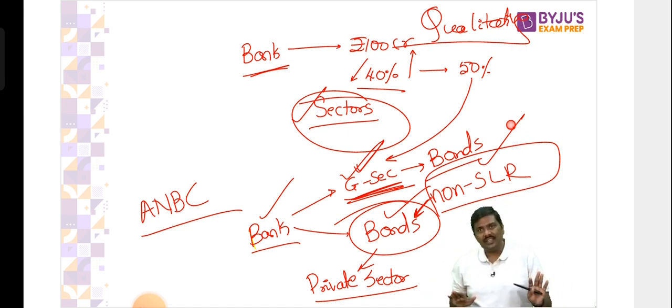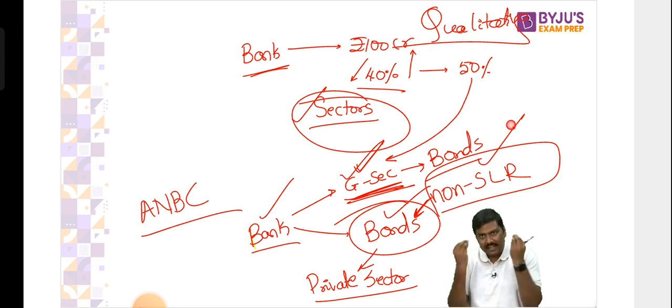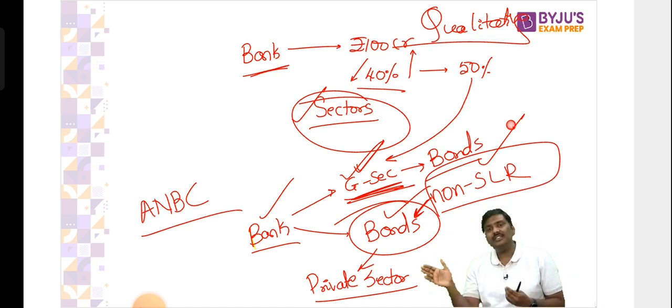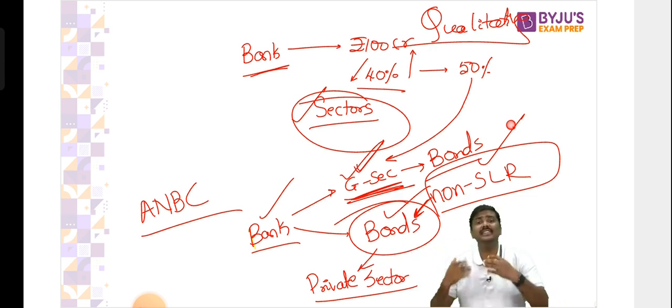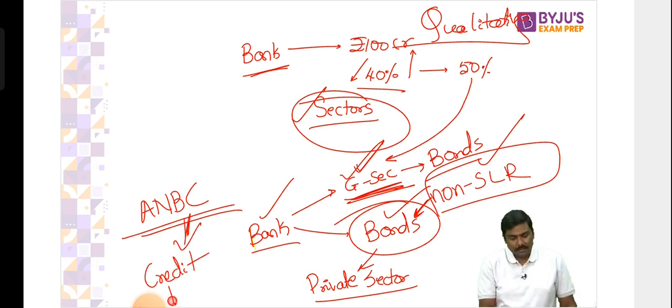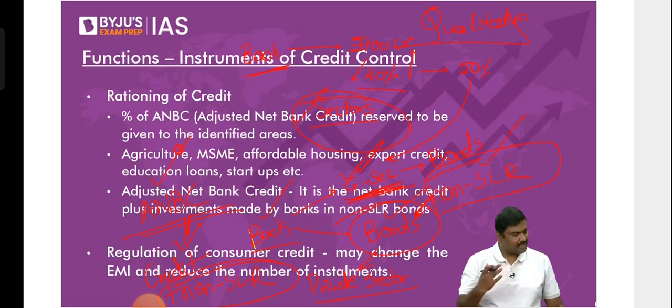Right? Any doubts in understanding this? Again, don't say, sir, SLR, what is SLR? We have discussed the SLR concept 10 minutes ago. So under SLR, you will invest and purchase G-secs. But if you invest and purchase private sector bonds, the bonds issued by a private sector company, these are called non-SLR investment. So when you say ANBC, you will count the credit, that is the loans issued by the bank, plus non-SLR investments done by the bank. That is adjusted net bank credit.